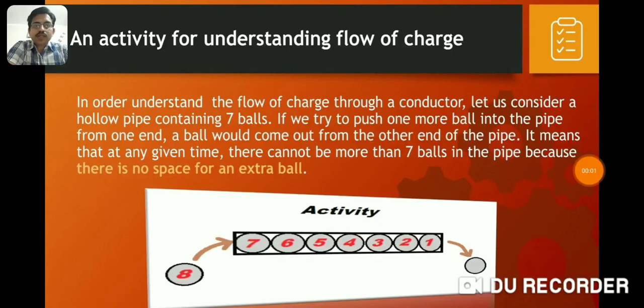Namaste dear students. In this video tutorial of electricity, we will learn an activity for understanding the flow of charges through a conductor. In order to understand the flow of charge through a conductor, let us consider a hollow pipe containing 7 balls. If we try to push one more ball into the pipe from one end, a ball would come out from the other end of the pipe.